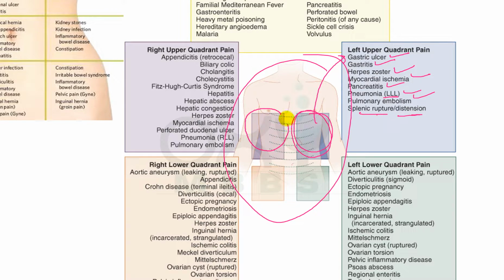If there is pain in the right upper quadrant, then you must think of appendicitis because of the retrocecal position. If the position of the appendix is retrocecal, then pain will be felt in this right upper quadrant. Biliary colic, cholangitis, cholecystitis, Fitz-Hugh-Curtis syndrome, hepatitis, hepatic abscess, hepatic congestion, herpes zoster infection, myocardial ischemia, perforated duodenal ulcer, pneumonia because of the right lung, pulmonary embolism.